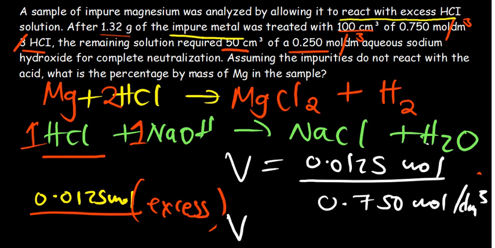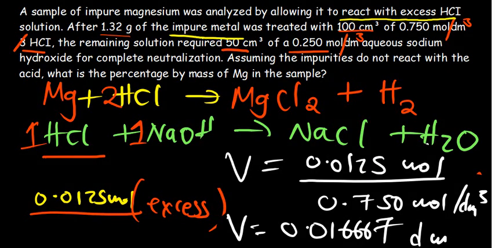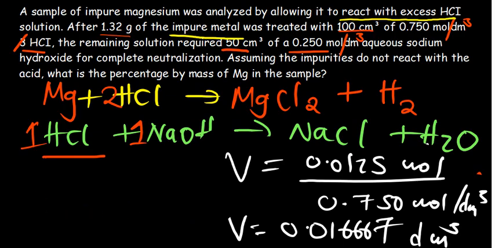So therefore our volume is 0.0125 divided by 0.750. I'm getting 0.016667 decimeter cubed. Okay. So we can convert this decimeter cubed to cubic centimeters by multiplying by 1,000.